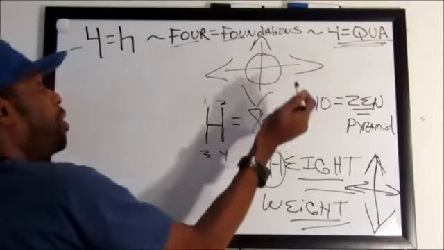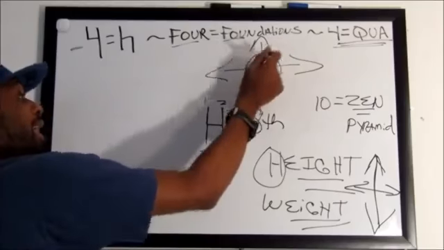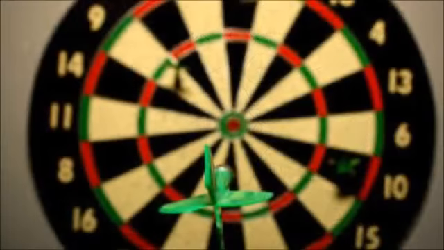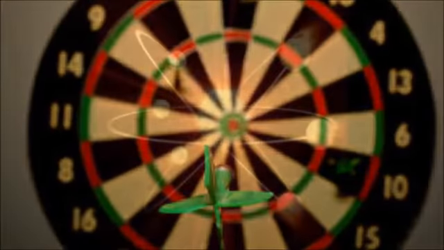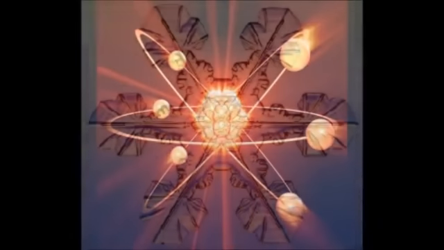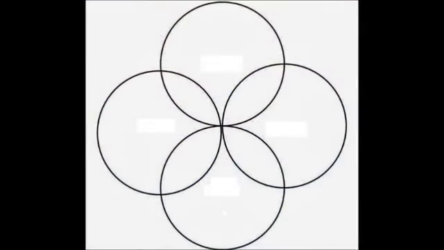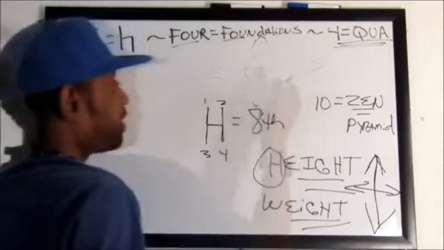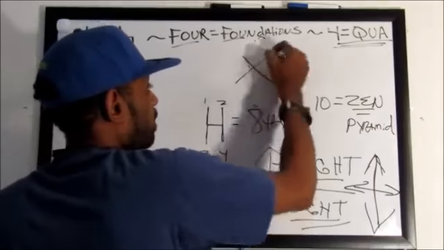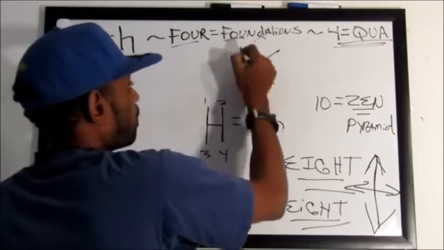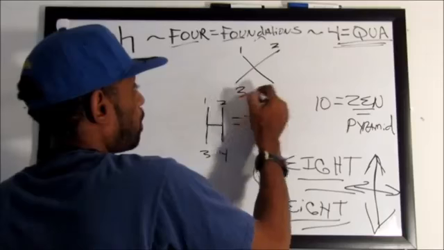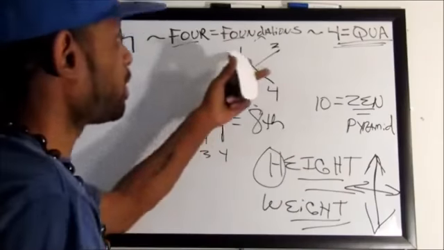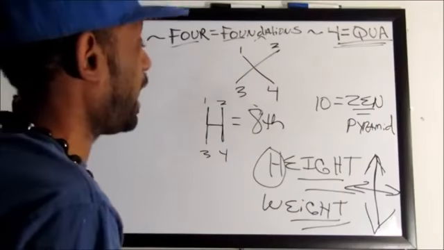Z, the bullseye, the target. X marks the spot. That's important because X is also H. X is 4-pointed just like the H.